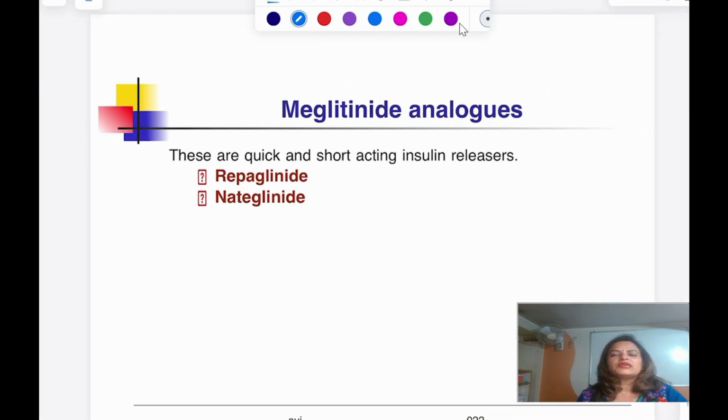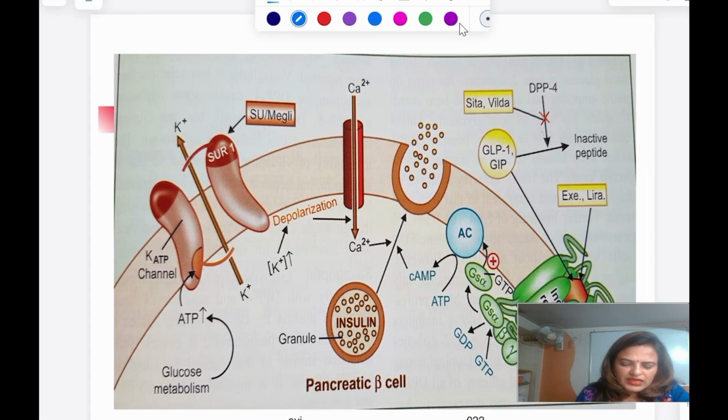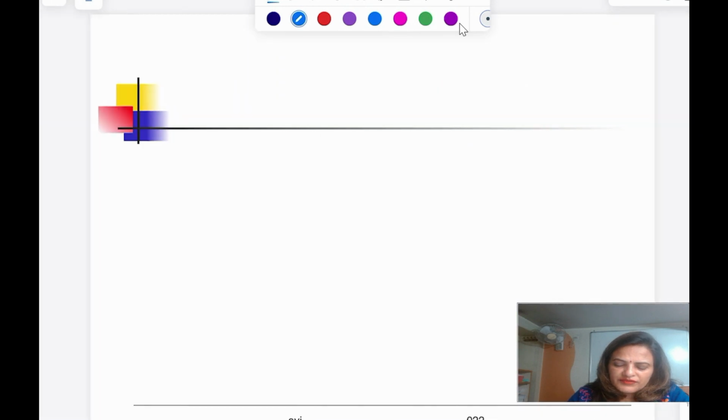The next group is the insulin secretagogues, the meglitinides. We have two: repaglinide and nateglinide. Their mechanism of action is the same as the sulfonylurea group of drugs. What is the difference between these and the sulfonylureas? They are short acting. Their duration of action is 1 to 2 hours.